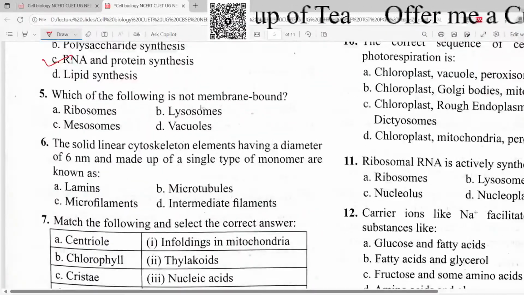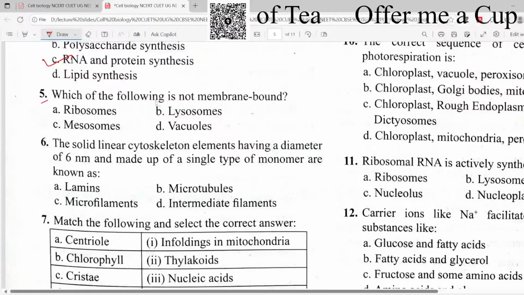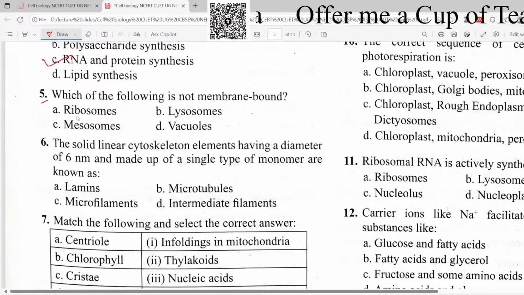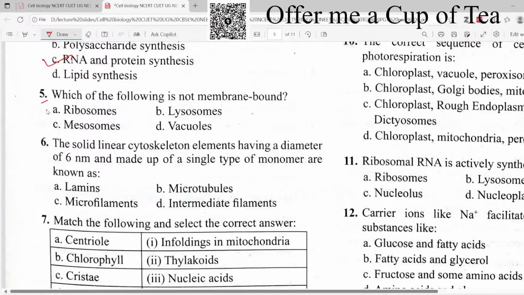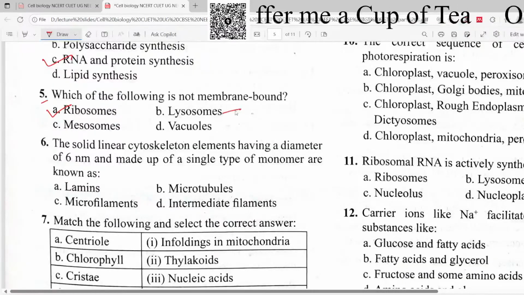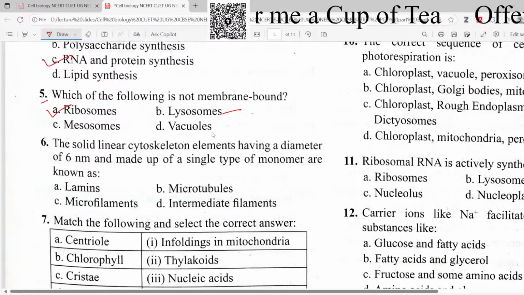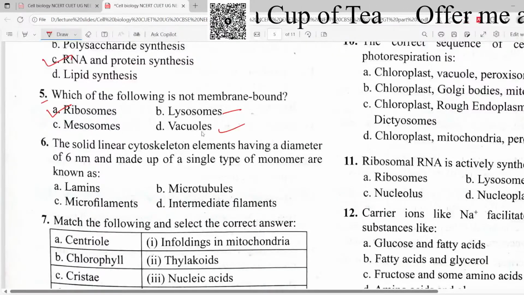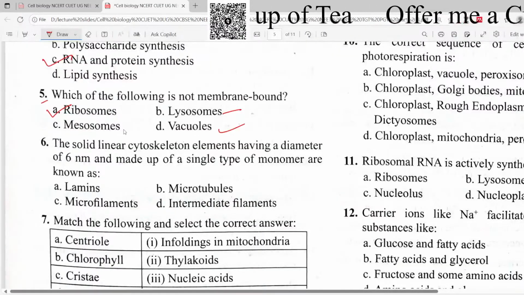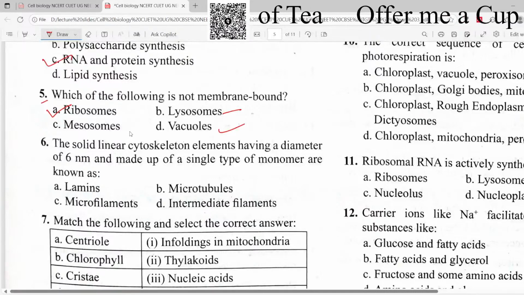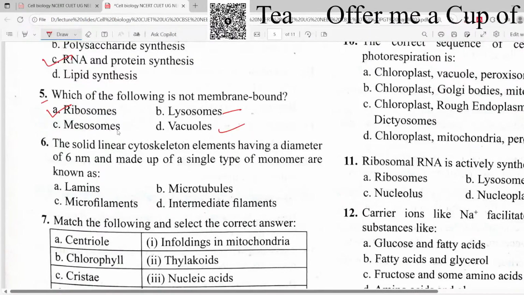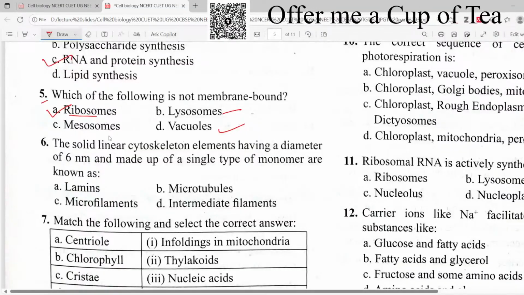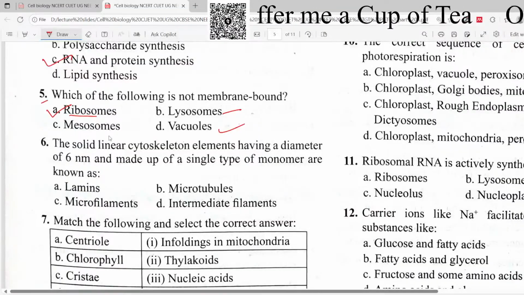Which of the following is not membrane bound? Ribosome is not membrane bound. Lysosome is a single membrane organelle. Vacuole also has a membrane, the tonoplast. Mesosome is also a membrane structure. So for this question, A, ribosome, is the correct answer.